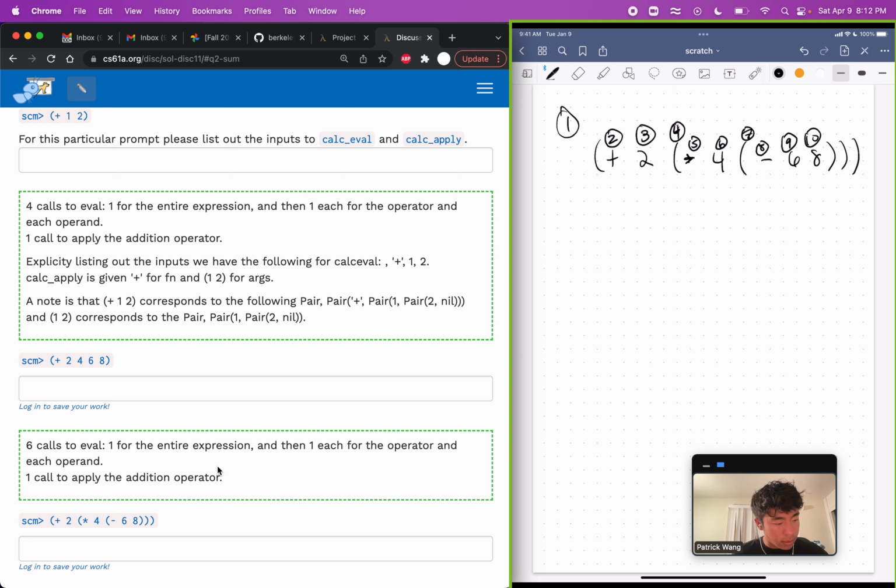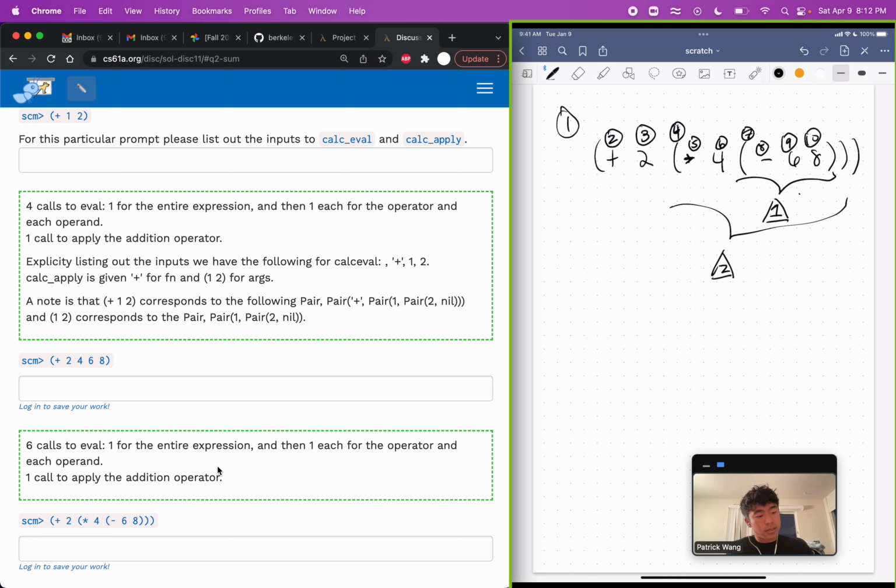And so going into this part, we evaluate the 6 and the 8, and now we need to apply that operator, that minus operator. And so that's going to be 1 call, and this should correspond to giving us a negative 2 out of it. But we don't really care for the point of this problem because we're just counting the number of evals and applies. And then what happens afterwards is that for this expression, since we evaluated the 4 and then the minus 6, 8, we can go ahead and apply that multiplication operator onto each of those evaluated operands. And so that's going to be the next call. So that's going to be the second scheme apply.